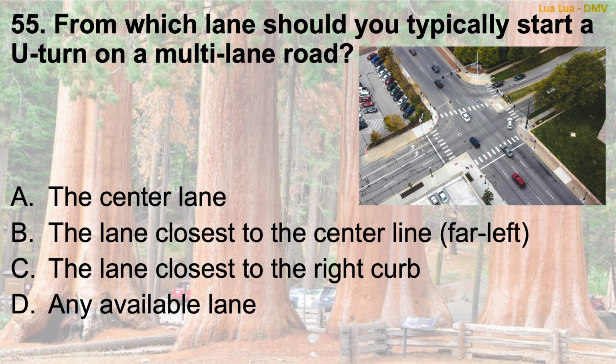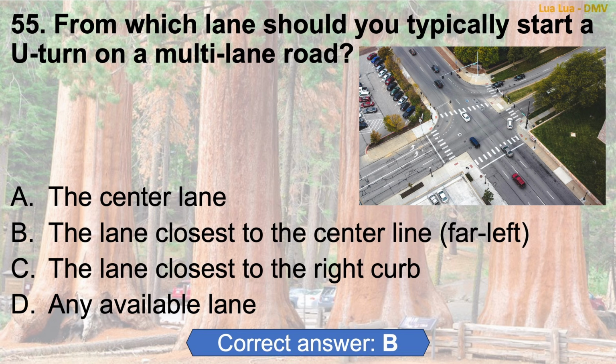Question 55. From which lane should you typically start a U-turn on a multi-lane road? A. The center lane. B. The lane closest to the center line, far left. C. The lane closest to the right curb. D. Any available lane. The correct answer is B. The lane closest to the center line, far left.